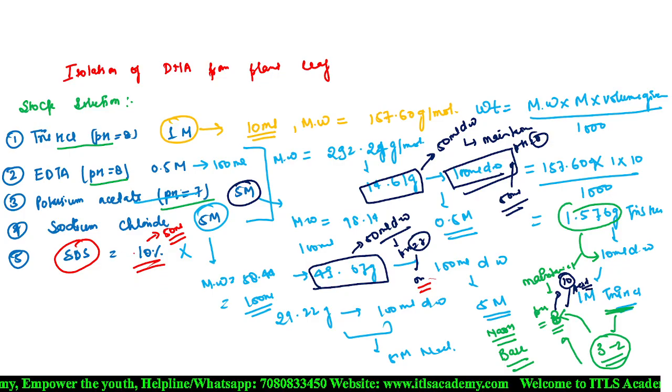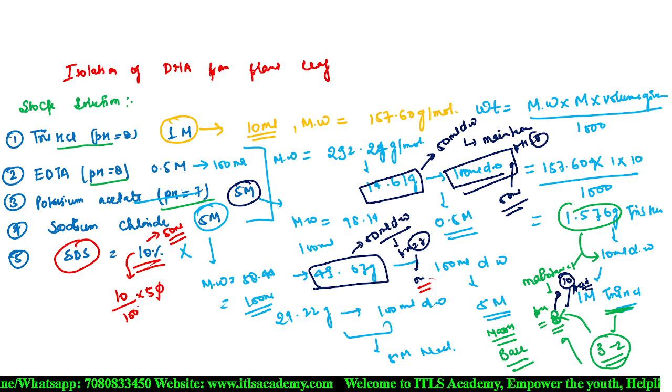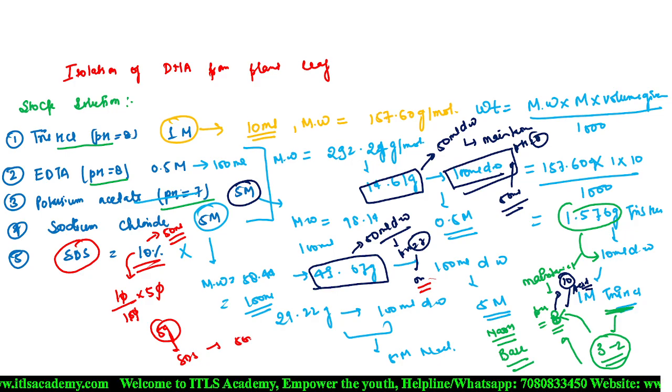So you have to convert this percentage into a fraction, 10 by 100, and multiply by the given volume. That gives 5 grams. Yes, right. Take 5 grams of SDS and dissolve it into 50 ml of distilled water. This is how you prepare the stock solution.